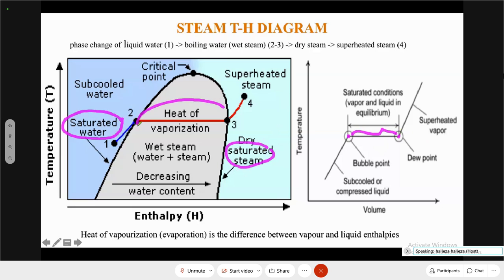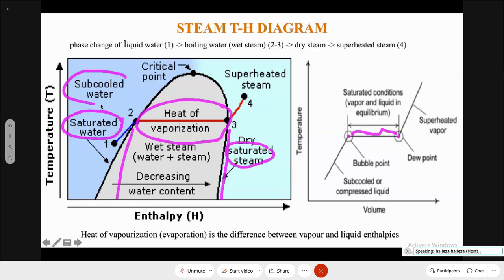That's the heat of vaporization, the one that I showed you how to calculate just now. You will get the enthalpy of your steam, and that's the enthalpy of your liquid. So the difference is the latent heat of vaporization. Superheated steam is also given.